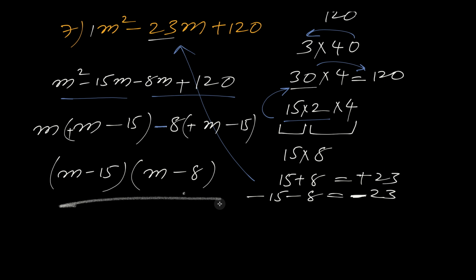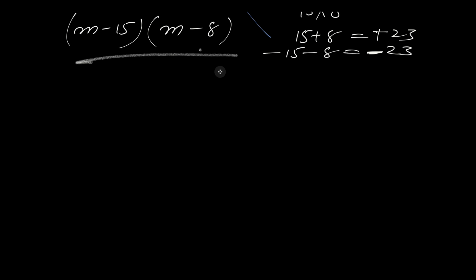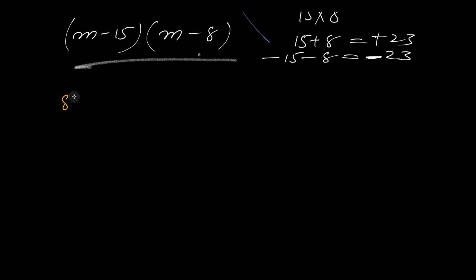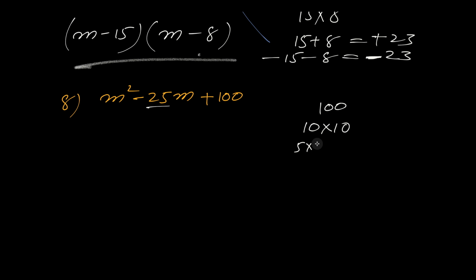Now let's jump on to the next question, which is question number 8. What is question number 8? M square minus 25m plus 100. I hope this is a very simple question because 100 everyone knows. Okay, 100 comes in the table 10 into 10, but we are not getting 25. So how we can split is 5 into 2, which is 10, and now this 10 as it is remaining.